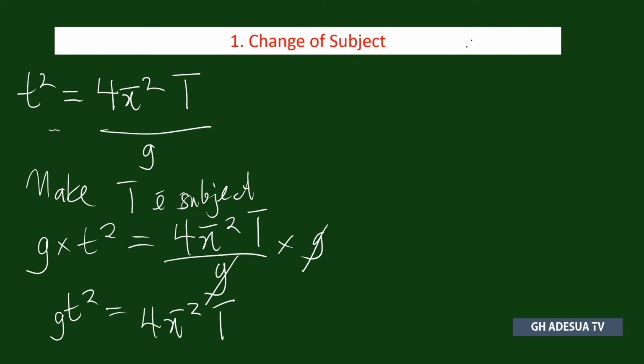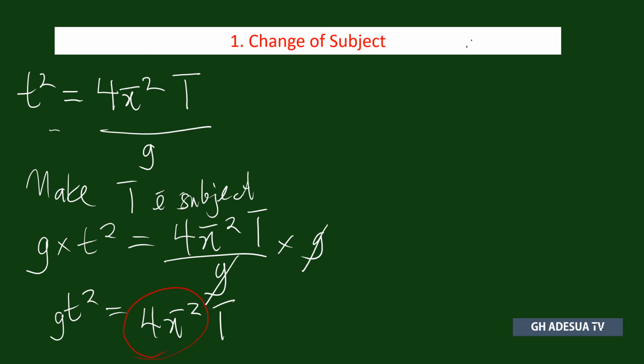Now what are we doing? We are making capital T the subject. So then you ask yourself, what is not making the capital T stand alone? Then you realize that it has 4 pi squared attached to the capital T. Now, for you to free the capital T means that you need to divide through by 4 pi squared.